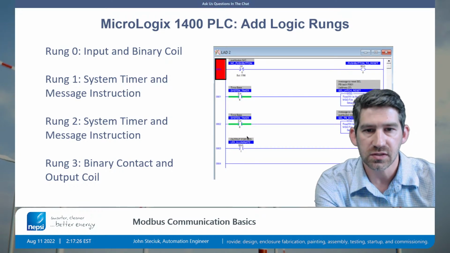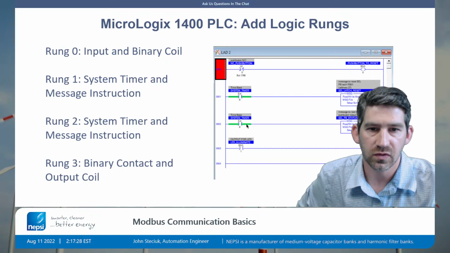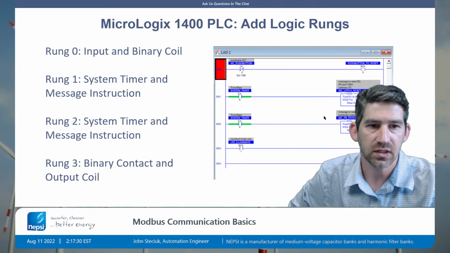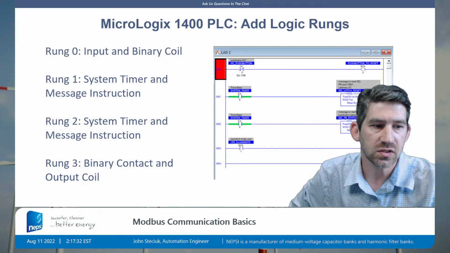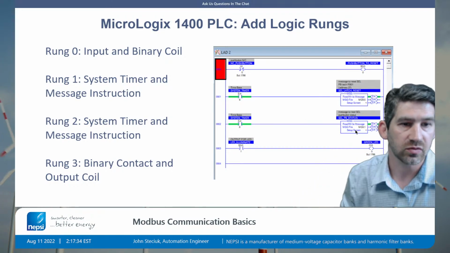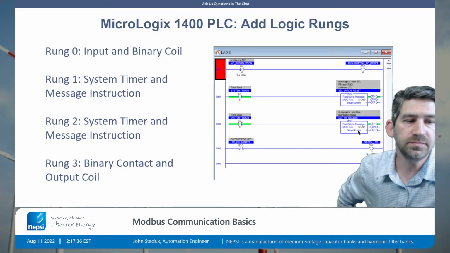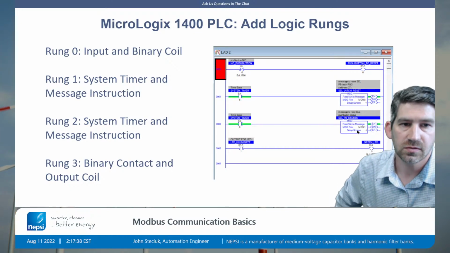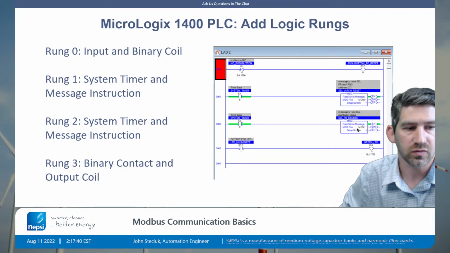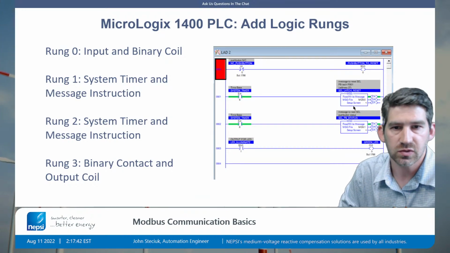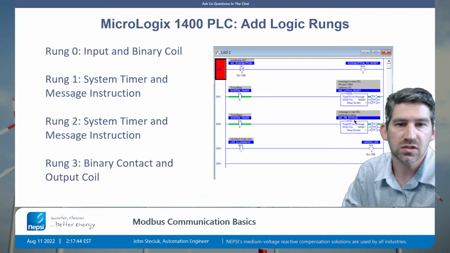And rung 2 is basically very similar to rung 1. We have that system timer and another message instruction. We're just using a different function code in this other message instruction. Whether it be reading or writing, we're doing both in this exercise. So we have 2 message instructions.